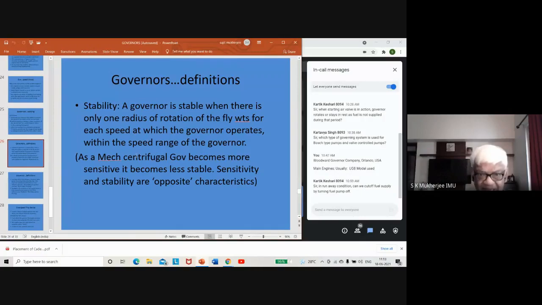As a mechanical centrifugal governor becomes more sensitive, it becomes less stable. Sensitivity and stability are opposite characteristics in a governor. That means you need to have sensitivity and you need to have stability, both in the required proportions to give the best output.